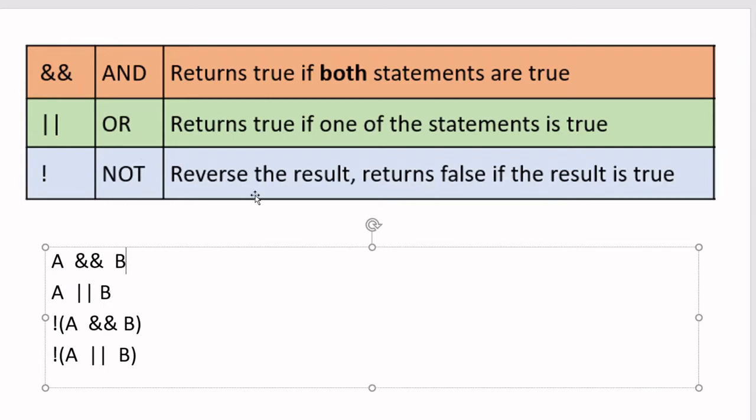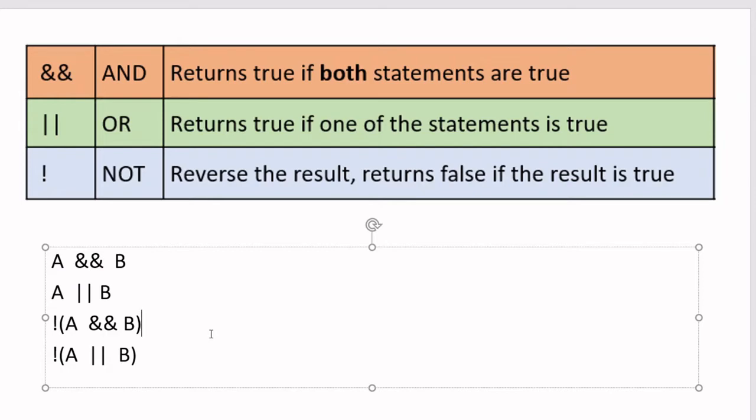Now, the NOT operator reverses the result. It returns false if the result is true. Now, let's take a look at this example. Also, I would like to mention that if you ever have to negate an expression that contains logical operators, and you probably will, De Morgan's law can help.